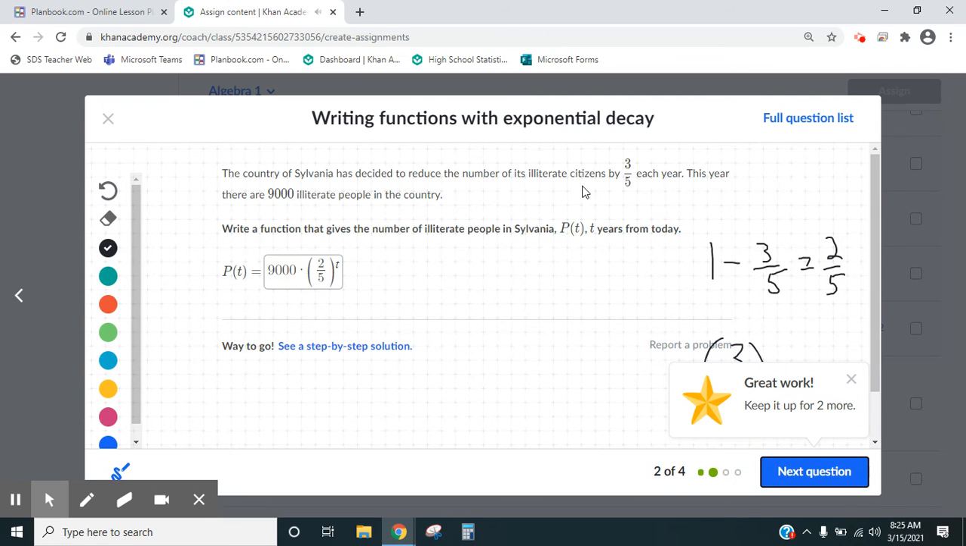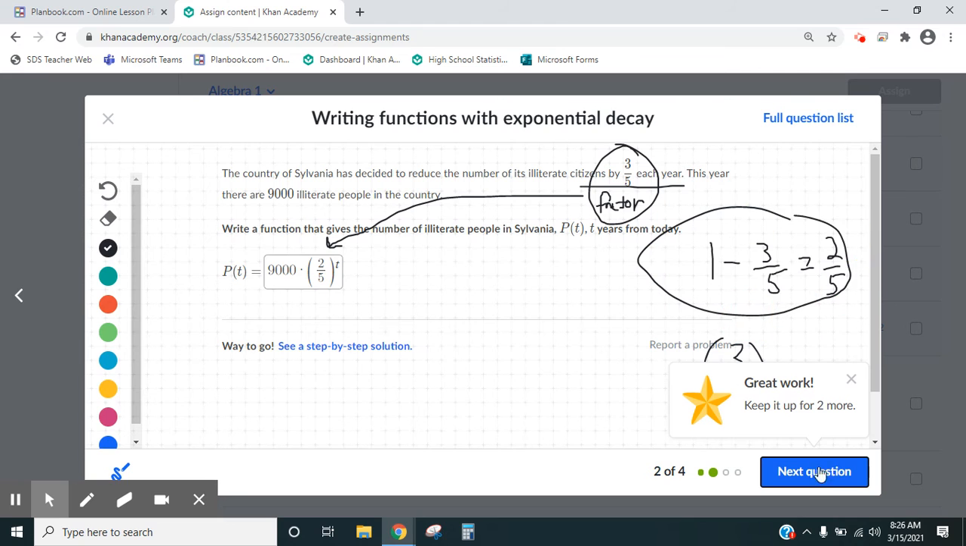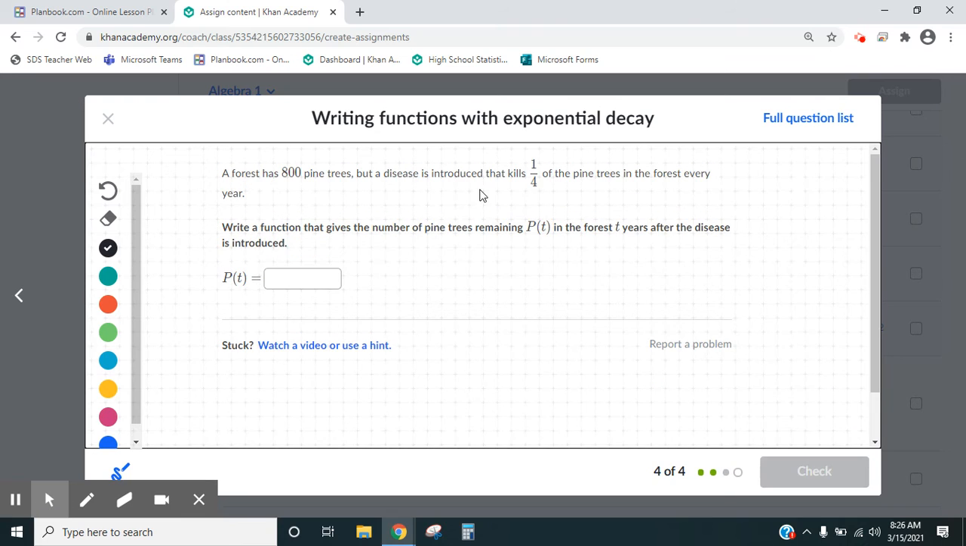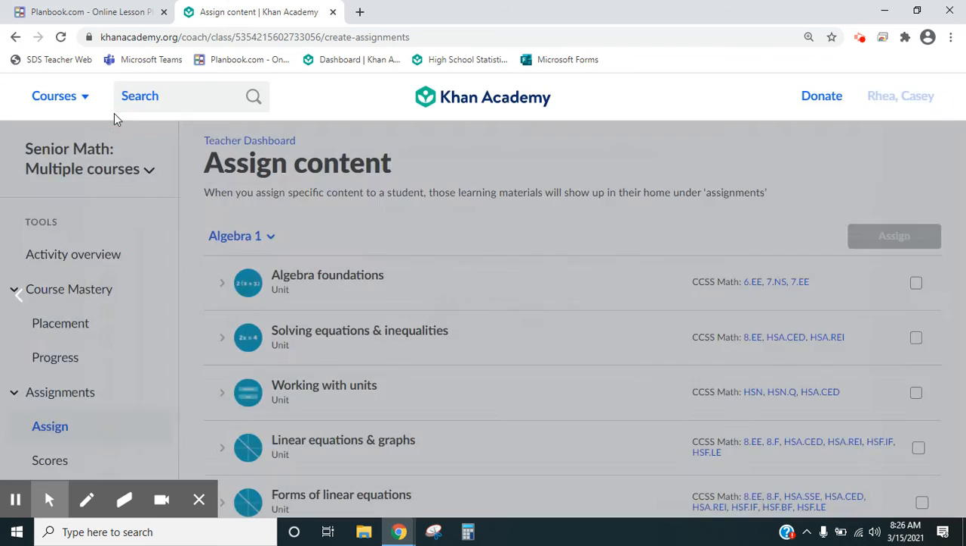Now, when you see a phrase that'll say by a factor of, this is like we did the other day, you write that number in there, okay? If it said by a factor of, that's the number we're going to write in there. So that's what led me to think it was this in the first place. We did one like this. If you have 800 pine trees and a disease is introduced that kills 1/4 of the pine trees, how many are left? 3/4. Okay, so that's just another one. Very similar to that.